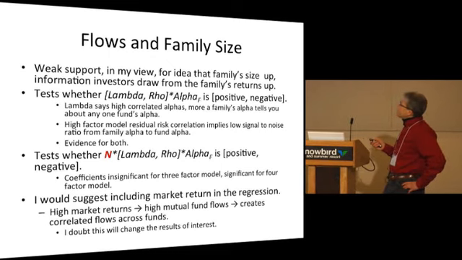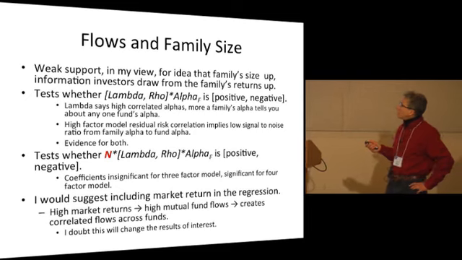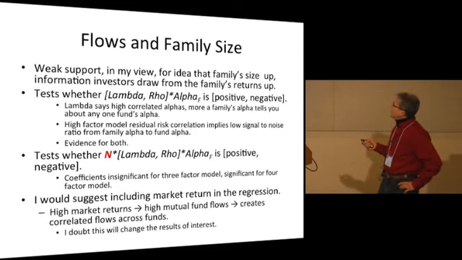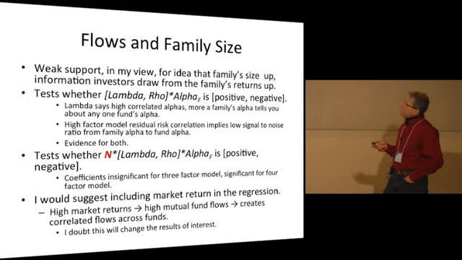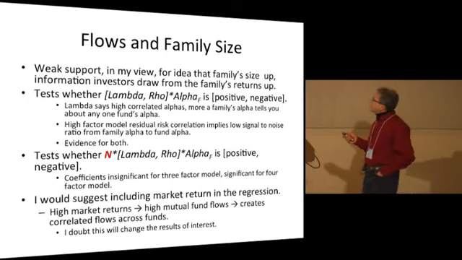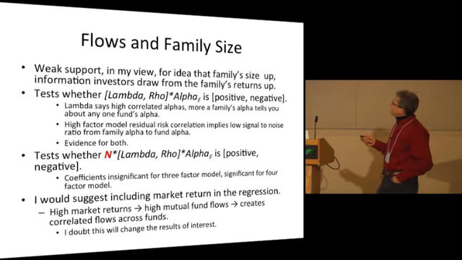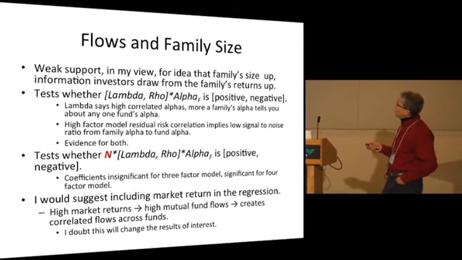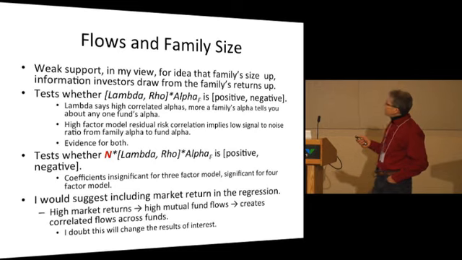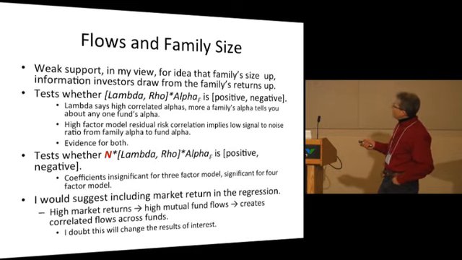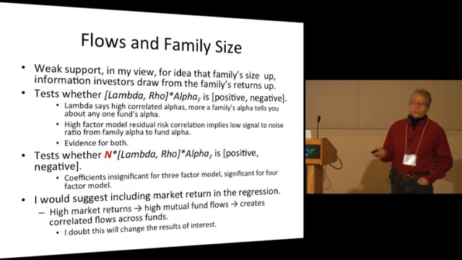There is, however, weak support. They kind of claim it's pretty strong, but I think it's pretty weak for the idea that family size up implies information investors draw from the family's returns also up. That is, as families get bigger, investors get more information from the family returns. They do this by testing this coefficient right here, and then they add an n to it and check how that does. And the thing is, it's significant. Did I write it down which way? I forgot. Okay, here the coefficient's insignificant in 3-factor, but it's significant in the 4.